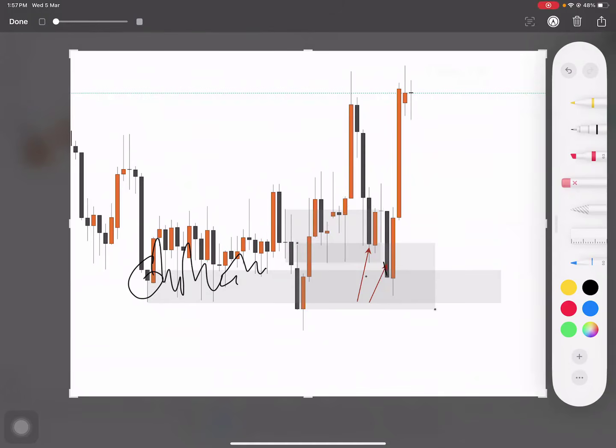But in this kind of situation, I did mention before, if price has already come back to a certain zone so many times, sooner or later price is gonna break. You see, boom, breakout. So I know this zone is not valid. I didn't take this one.